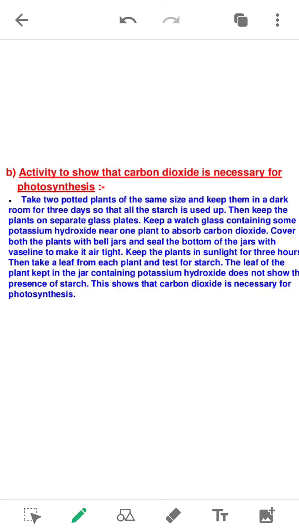Keep the plants in sunlight for about 2 hours. Pluck a leaf from each plant and check for the presence of starch as in the above activity. Now, do both the leaves show the presence of the same amount of starch? What can you conclude from this activity? The leaf of the plant kept in the jar containing potassium hydroxide does not show the presence of starch. This shows that carbon dioxide is necessary for photosynthesis.